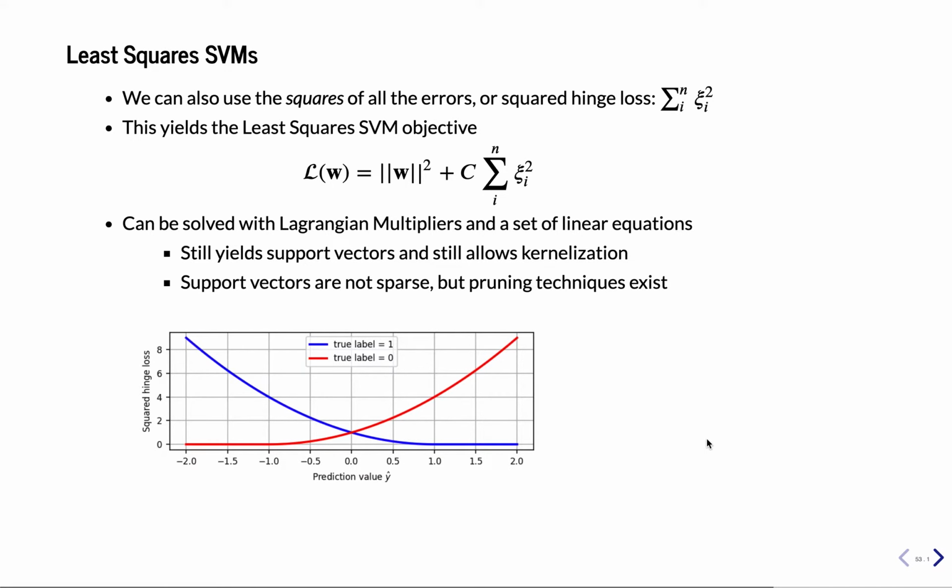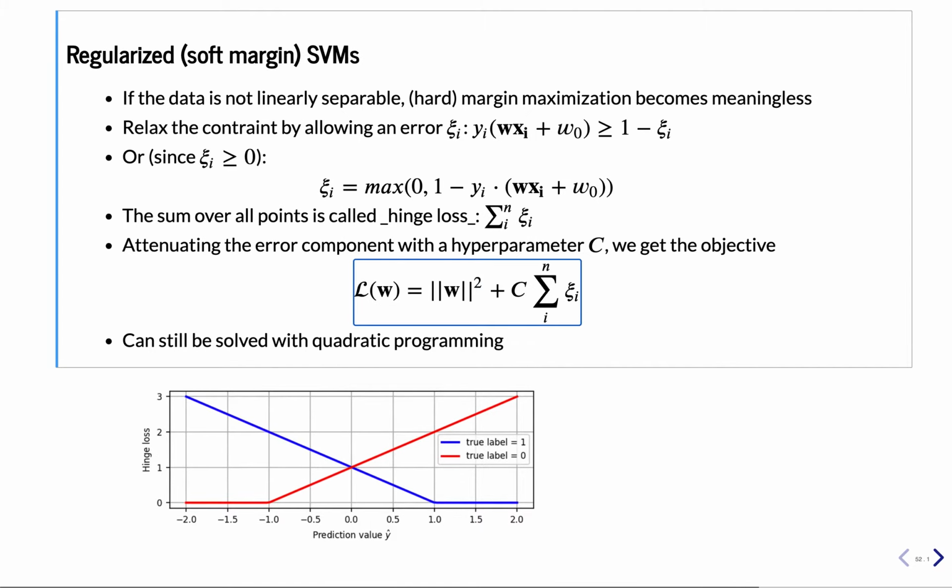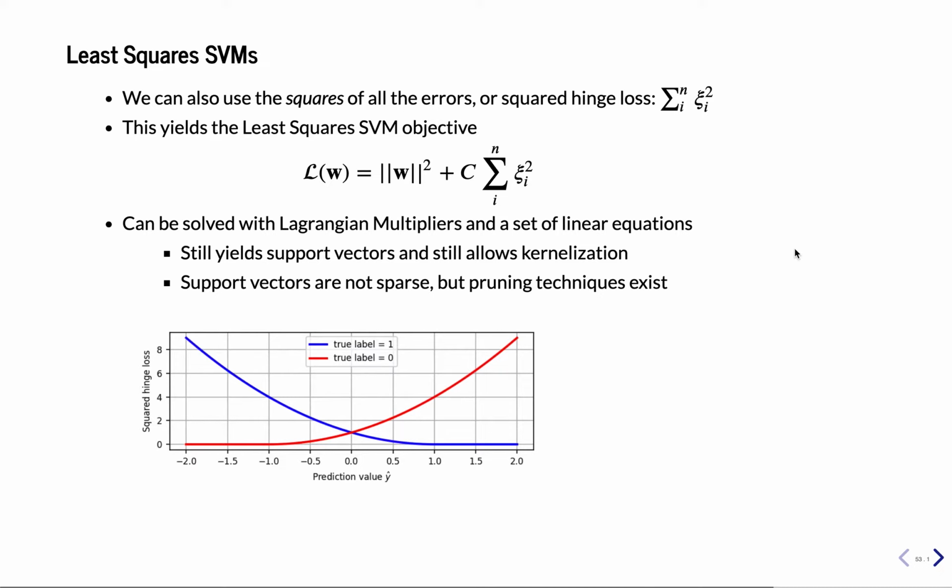Now, if instead of taking the sum of the errors, like here, we take the square of the errors, we get another algorithm called least squares support vector machines. And it's the same loss function. We only replace the sum of the errors by the sum of the squared errors.